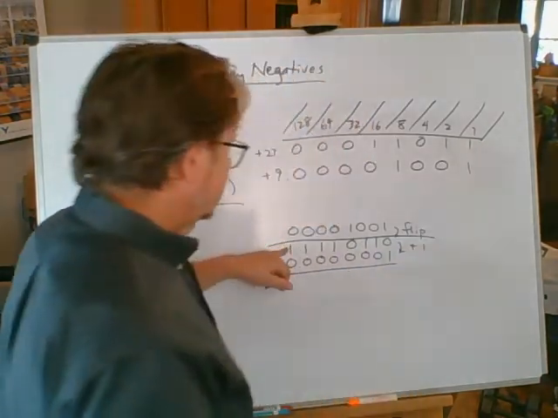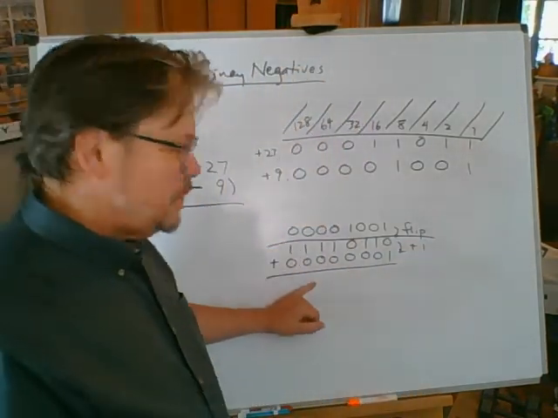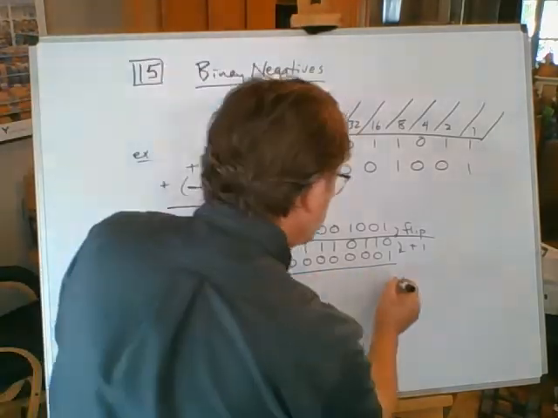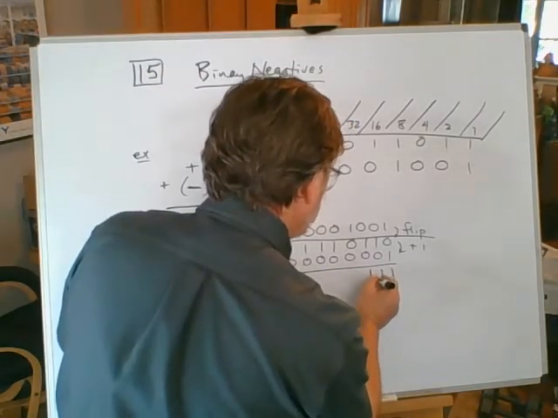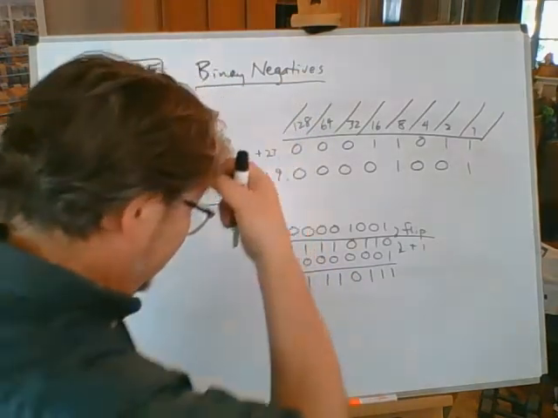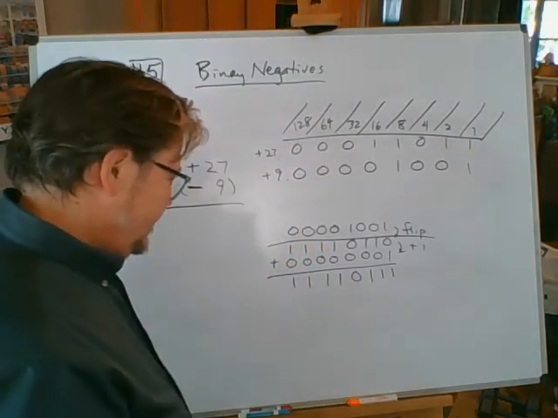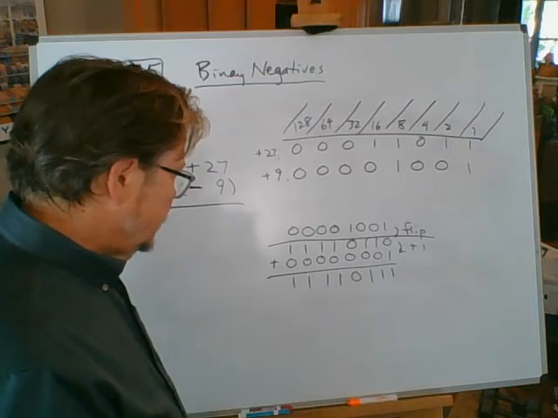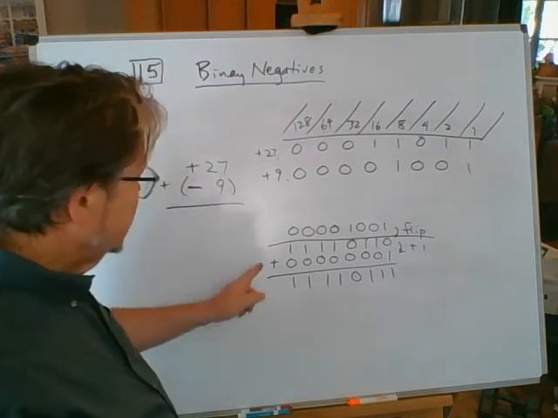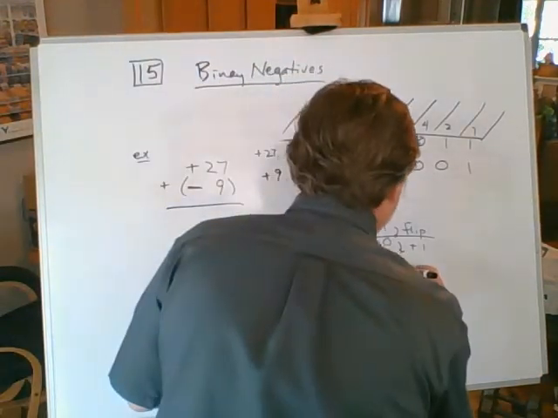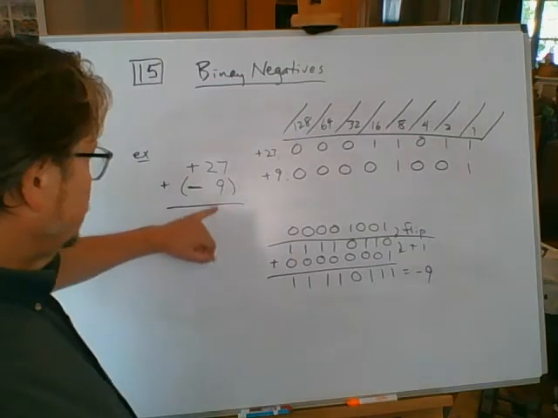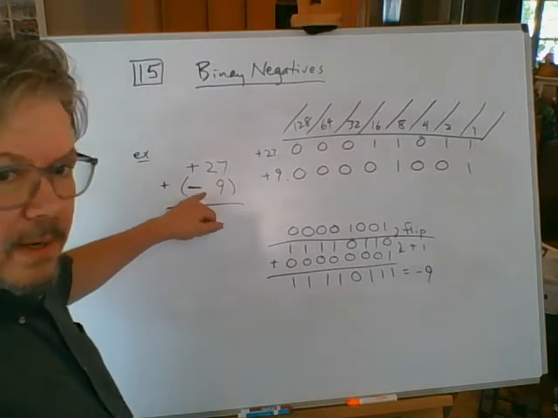I flipped to get the top number, and then I add 1 to whatever I got after I did the flip. 1 plus 0 is 1. 1 plus 0 is 1. 1 plus 0 is 1. 0, 1, 1, 1, 1. It just doesn't look like that could be real. If I did it correctly, if I flipped and added 1, then this should be negative 9. All of that was scratch work to get me ready to do this problem right here.